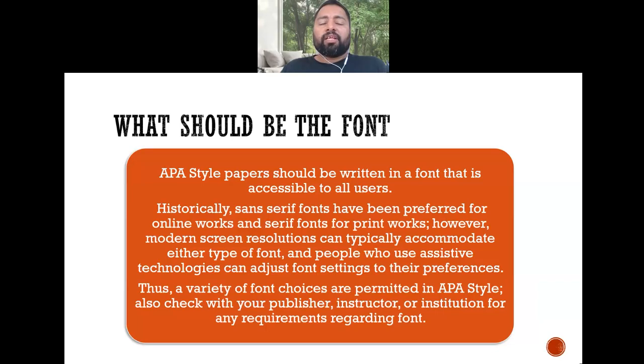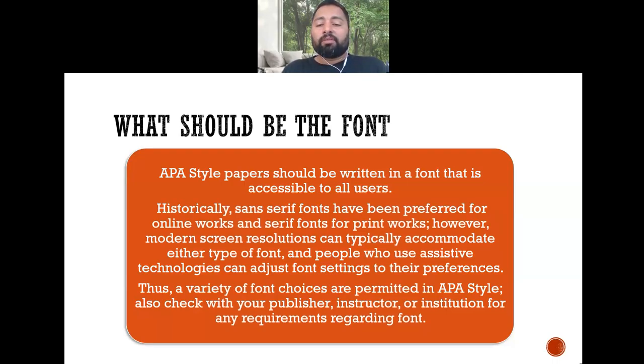So what should be the font? Again, there is a confusion, but there is no hard and fast rule given by APA 7. Sometimes the journal prefers the font size and the font type. Historically, sans serif fonts have been preferred for online works and serif fonts for the print works. However, modern screen resolutions can typically accommodate either type of font, and people who use assistive technologies can adjust font settings to their preferences.